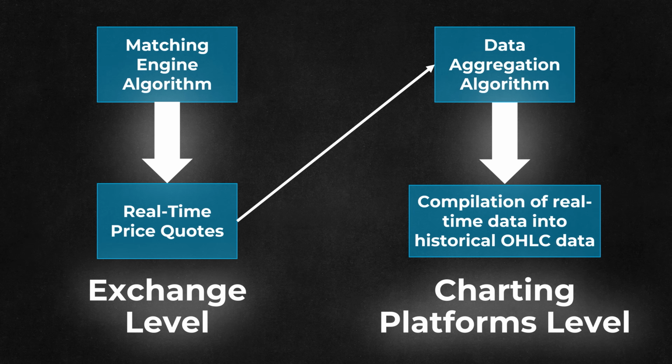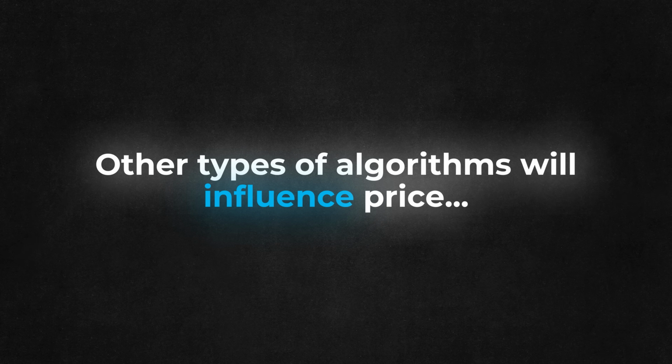To sum this up, when you look at real-time price action, the real-time changes in price are being compiled by the matching engine algorithm at the exchange, and this data is being compiled by a data aggregation algorithm over time, meaning that it is being transformed into candles or bars by the charting platform you use. These are the algorithms involved in the organization and display of price action. However, there are other types of algorithms that can and will alter price action rather than just display it, meaning the algorithms involved in trading. Let's begin with the simpler ones and then evolve to the more complex.